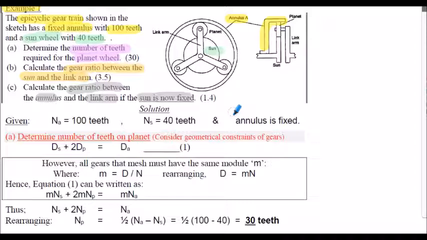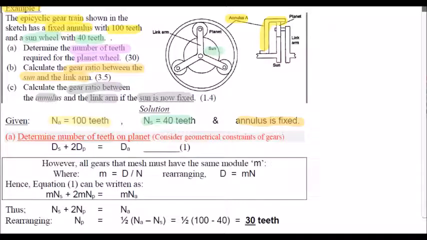The first part is to do with looking at geometrical constraints, because we need to find the number of teeth on the planet gear. It's not given to us. All right, so taking information from the question, as always, be very careful with the information. We've got the number of teeth on the annulus given to us. We've got the number of teeth on the sun gear given to us, and we know that the annulus is actually fixed here. So it's a fixed outer ring.